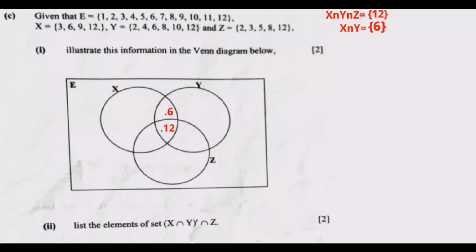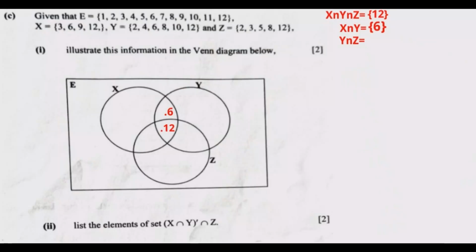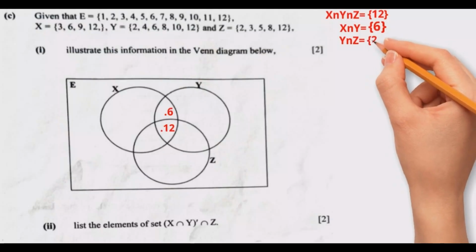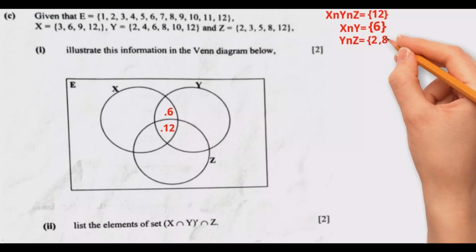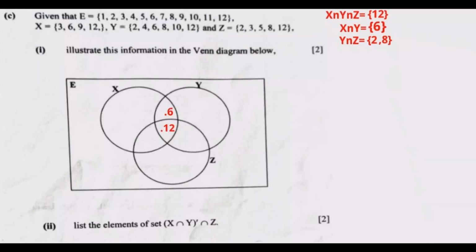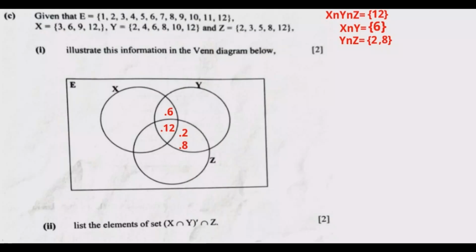Okay, now we come to the next set, which is y intersection z, the elements that are found in both y and z. So when we come to y, we have 2, and in z we have 2, so we record 2 there. Then we come to 4, which is not in z. We come to 6, which is not in z. We come to 8, which is found in y as well as in z, so we record 8 as well. Then we come to 10, which is not in z. 12 is also in z, but it is already recorded, so we are not going to record it. So the members of y intersection z are 2 and 8.